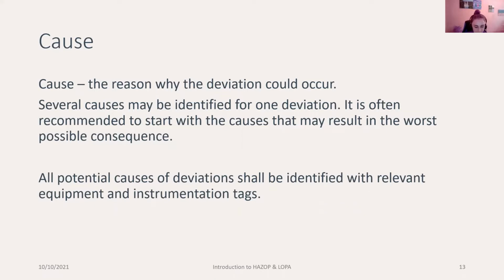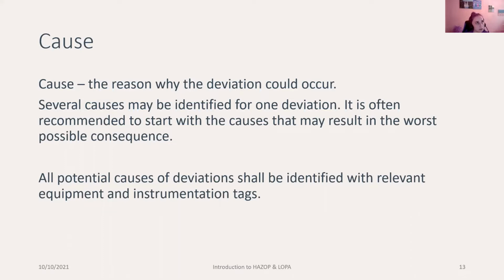Okay, you identify the deviation. And now you need to set the reason why this deviation occurred, like why you have more flow in that specific area. The reason shall be identified and captured in the HAZOP worksheet with relevant equipment and instrumentation tags. Also, you should be aware that there can be several causes that can lead to one deviation, like more flow can be because of the failure of the control valve upstream of your node, or any other reason.